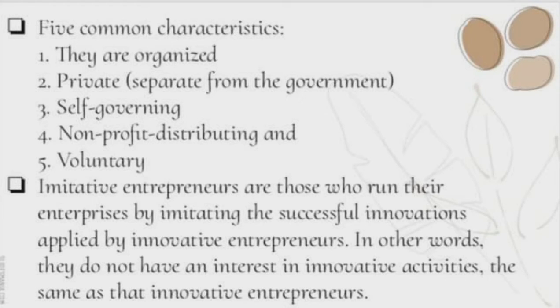First, they are organized. Second, they are private, meaning separate from the government. They are self-governing, non-profit distributing, and voluntary. The non-profit distributing characteristic means that, contrary to common belief, non-profits can generate profit, but they cannot distribute it to owners or directors. The profit must all be used to support the operation of the organization.